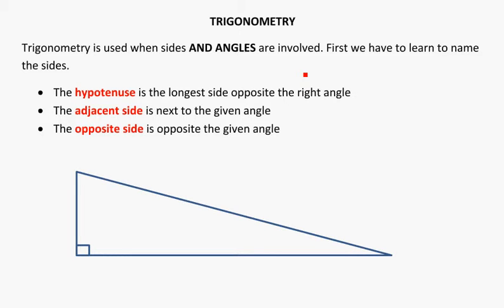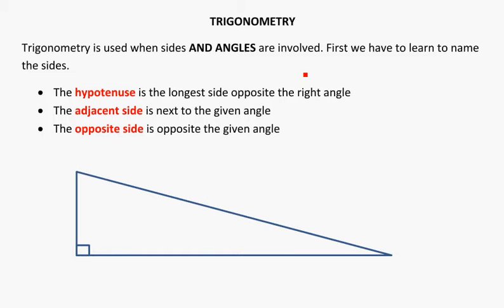Now we're going to learn about trigonometry. Trigonometry is used when sides and angles are involved. So when we did Pythagoras, it was only sides, no angles. So as soon as you see a question with an angle involved, you know you're going to have to use trigonometry. Now first we have to learn to name the sides.